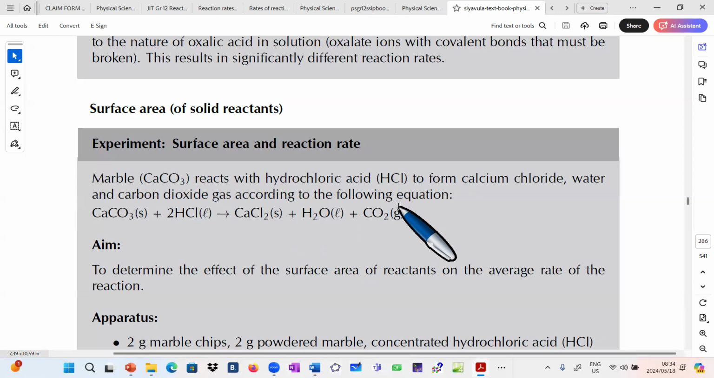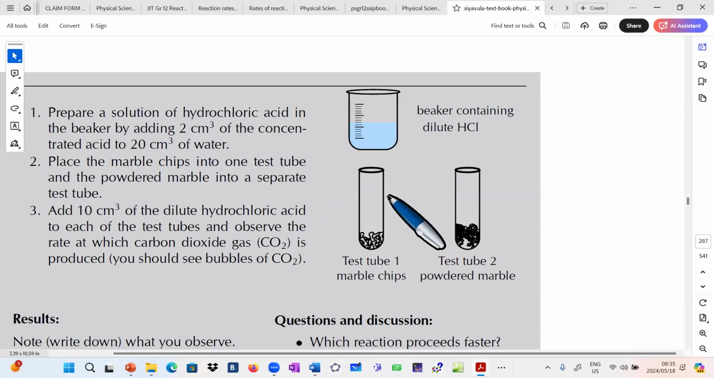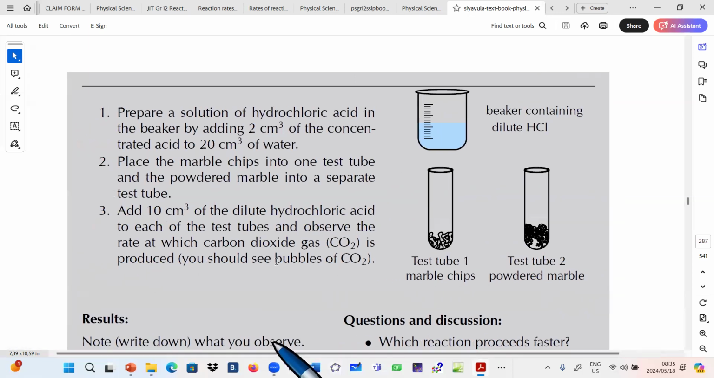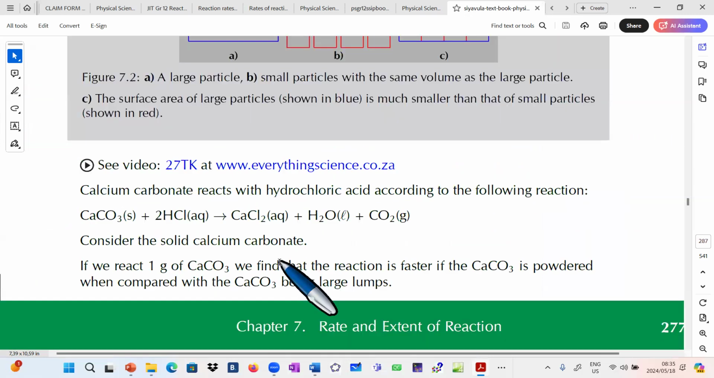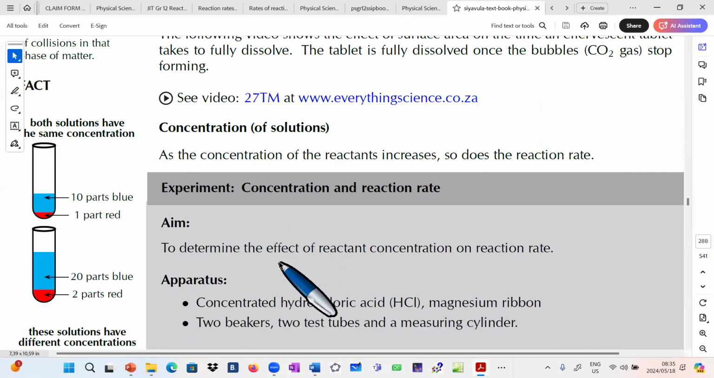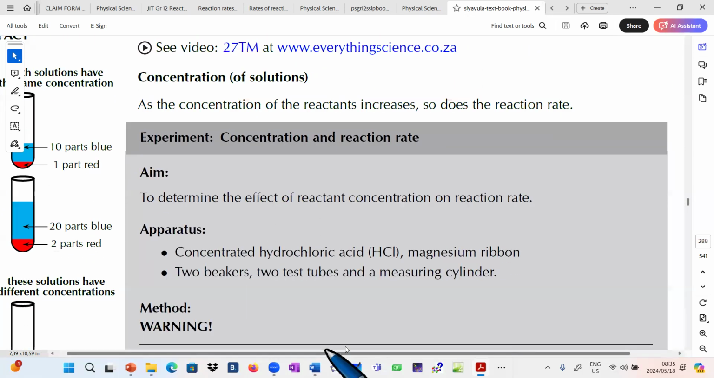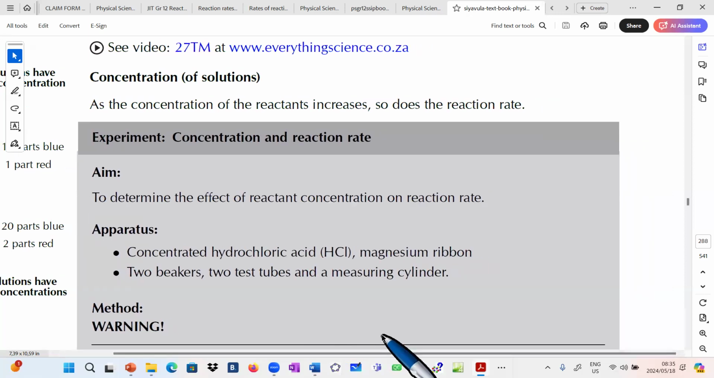Right. So, continuing, there are a couple of very important things that we need to take into account. Surface area, we have seen. Not going to waste a lot of time, but I just need to mention some of this. But also, for solutions, we note concentration. Concentration becomes very important when it comes to solutions.